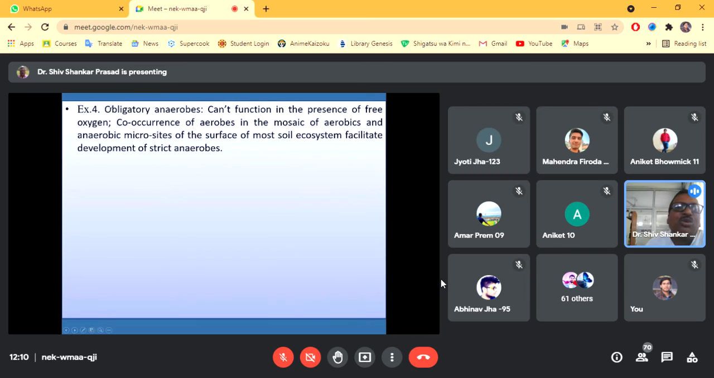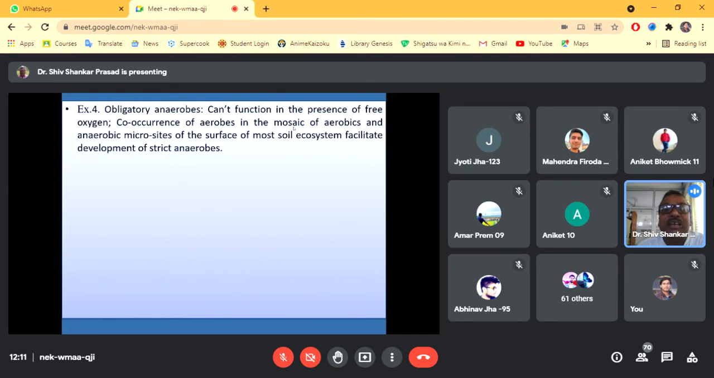Okay. So in the soil, the co-occurrence of aerobic microbes in the mosaic of aerobic and anaerobic microsites on the surface of most soil ecosystems facilitates development of strict anaerobes. So aerobes on the surface of these mosaics or aggregates respire very fast and create a microenvironment suitable for the obligatory anaerobes, or they create anaerobic environments by fast respiration.